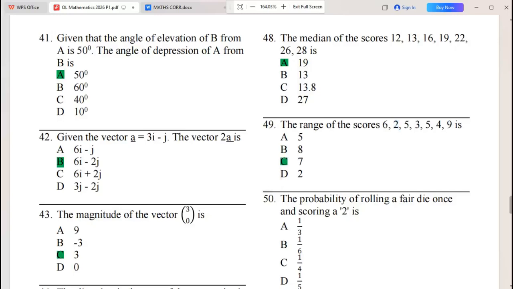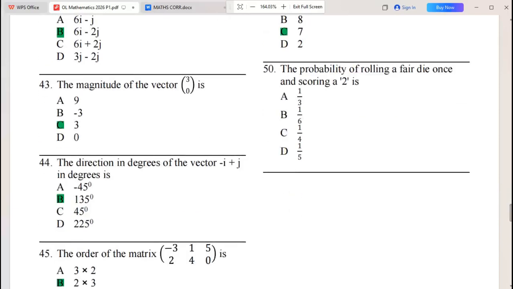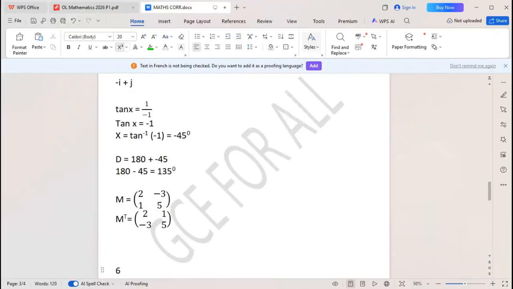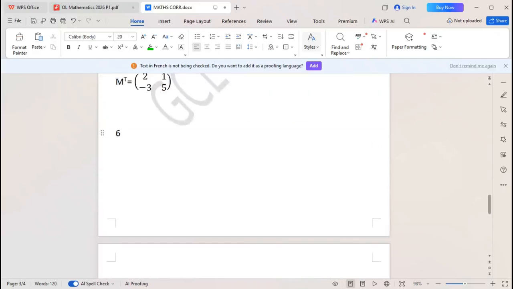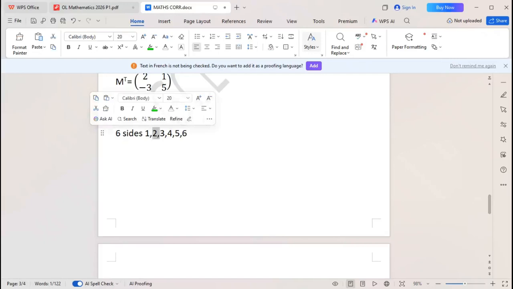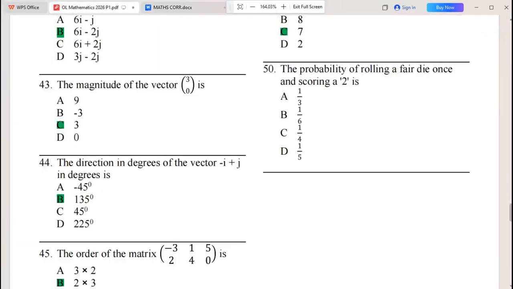And finally, question 50. The probability of rolling a fair die once and scoring 2 is. To find the probability of rolling a fair die, a die has 6 sides, and each of these sides has distinct values 1, 2, 3, 4, 5, and 6. Now we are being asked the probability that we have 2 when you roll the die. Now 2 is only one side out of 6 sides, so the probability of having 2 is equal to 1 out of 6, because 2 is only one time out of all the 6 sides. So that's our probability, which is B for question 50.